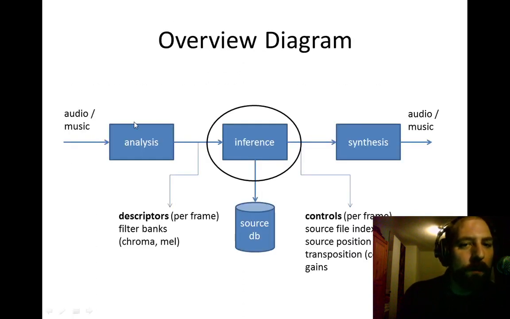So this is the main overview. We will have a system that takes audio music as input and has it as output. First, the audio or music will be described by perceptual descriptors. Here, these are filter banks. Then there will be an inference box, which will be the main focus for this talk. Out of that come per-frame controls, which direct the sampler: which file it's sampling from, what the source position is, what the transposition or tape speed is, and some gain. This will be directly implemented by the synthesis.